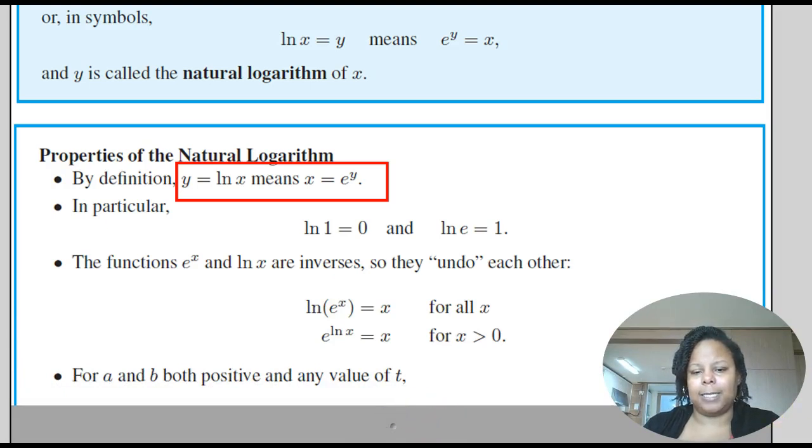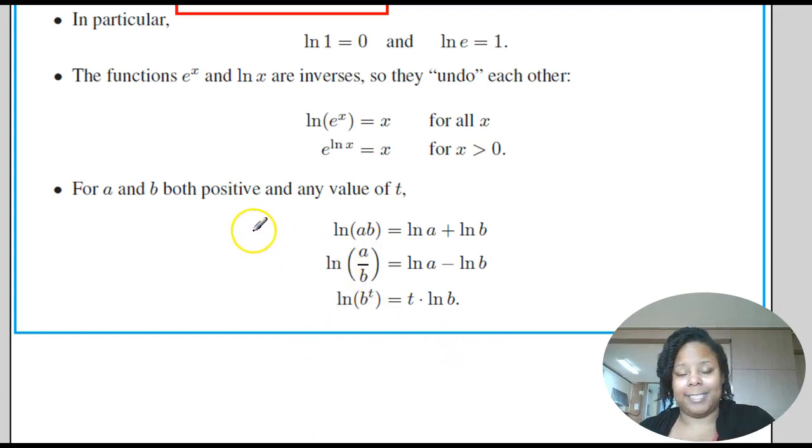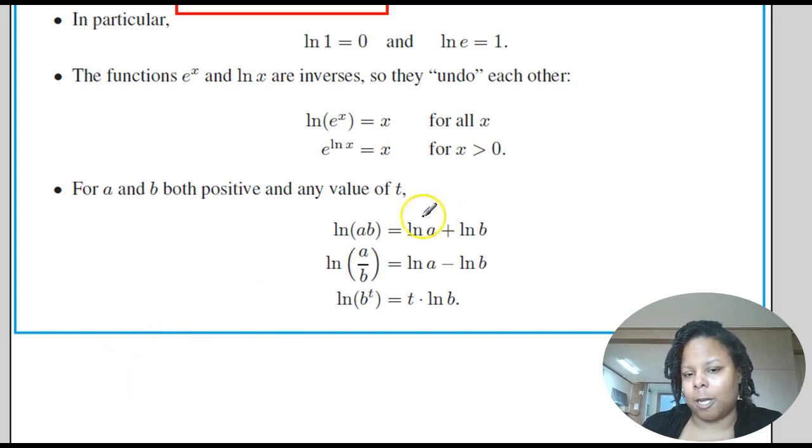And last but not least, these same properties that we talked about on the previous page, the power property, quotient property, and product property, are the same no matter if it's base e or base 10 or whatever base, as long as they all have the same base.